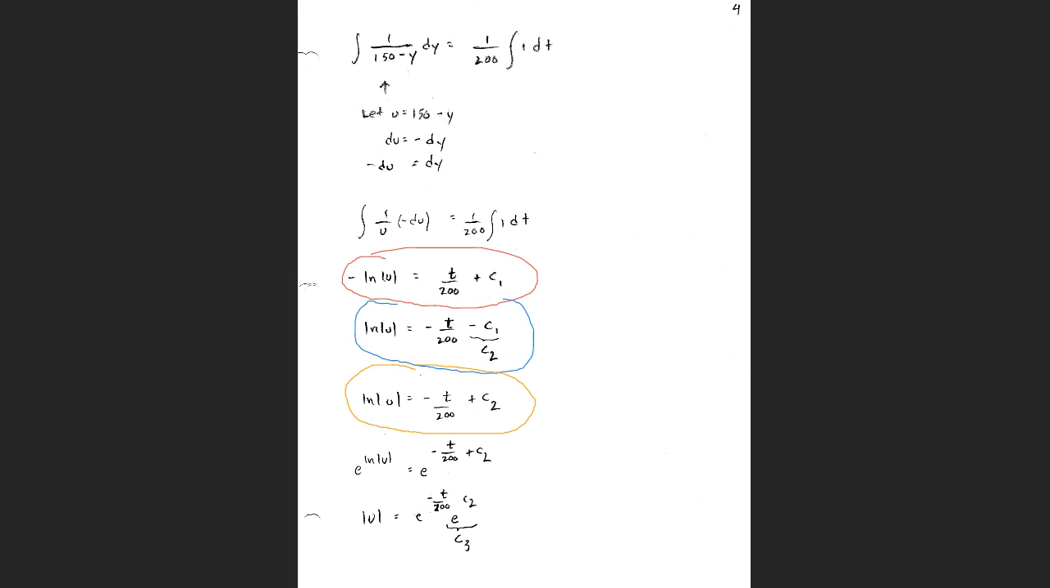But I want to get the absolute value of u by itself. So I'm going to do what's called exponentiation. Samuel, question? So the C2 is just a placeholder for negative C1? That's correct. Oh, okay. Thank you. Good question. So if I exponentiate both sides of the equation, I end up with this equation. But what is e to the power log of absolute value of u? That's just absolute value of u.